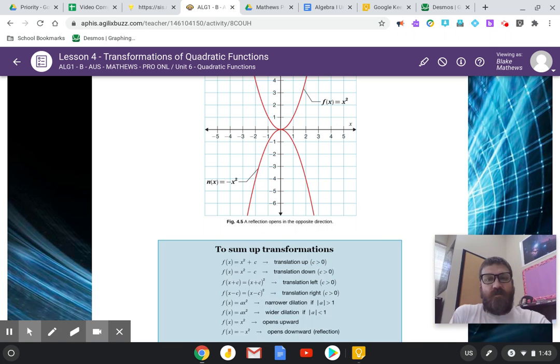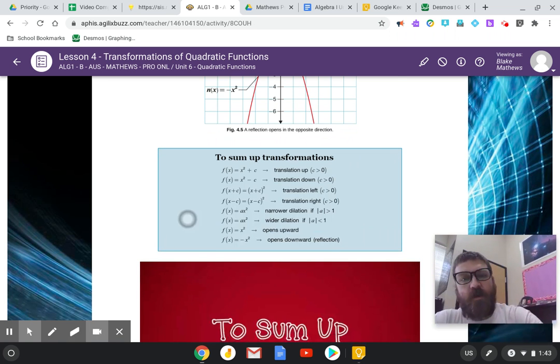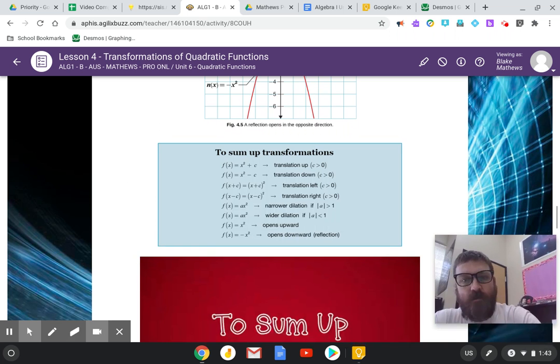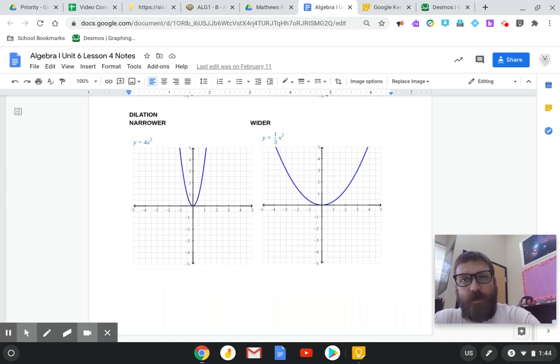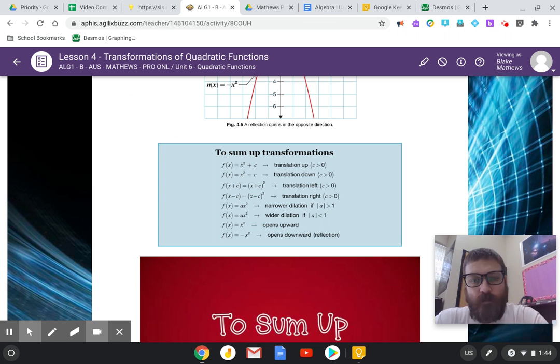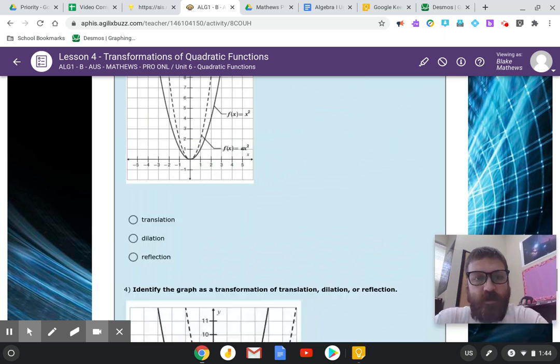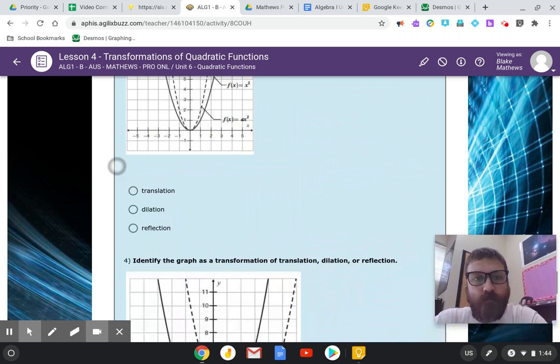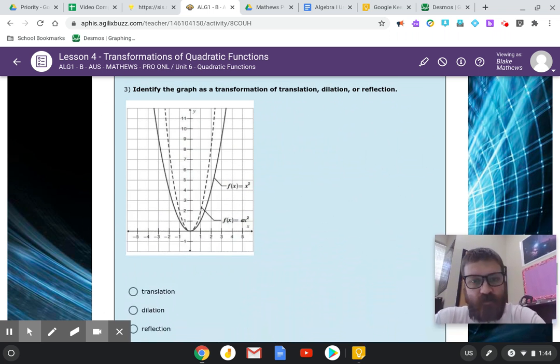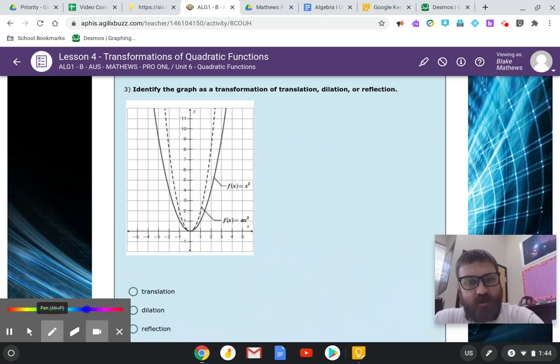So let me jump over to the lesson and let you see. There's a summary of what I just went over right here, but I think you'll appreciate having these example graphs and the examples we did on the lesson notes. But down here is number 3, 4, and 5. All they want you to do is look at the graphs and determine which type of transformation has occurred.